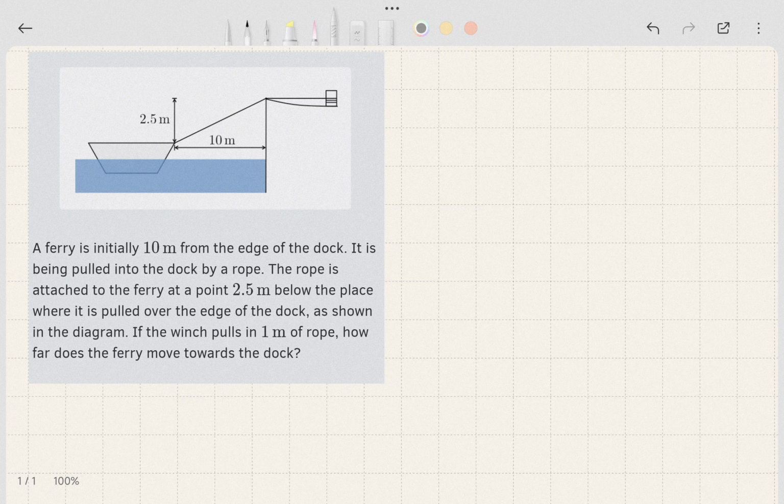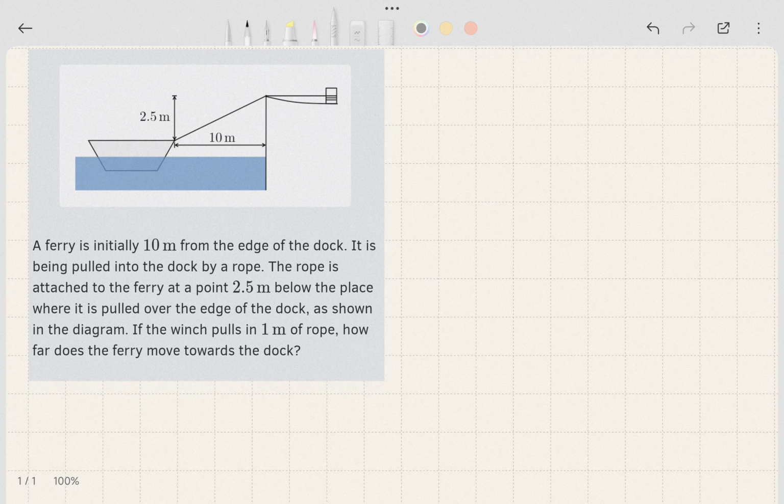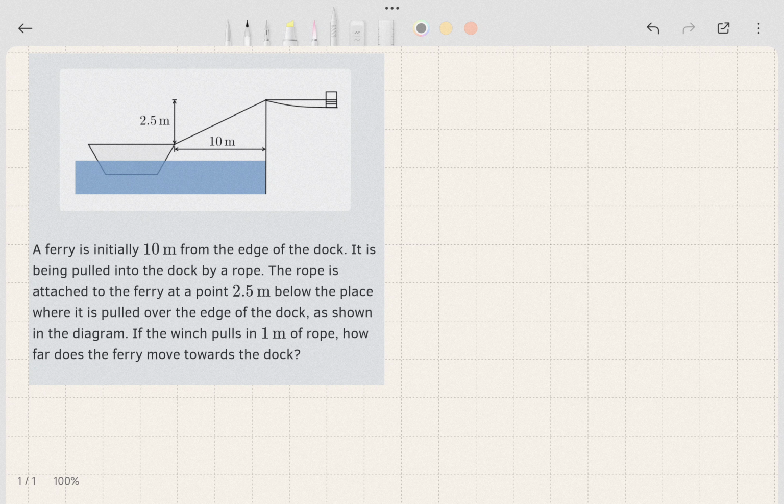So a ferry is initially 10 meters from the edge of the dock. It has been pulled into the dock by a rope. The rope is attached to the ferry at a point 2.5 meters below the place where it is pulled over the edge of the dock, as shown in the diagram. The question asks, if the winch pulls in 1 meter of rope, how far does the ferry move towards the dock?